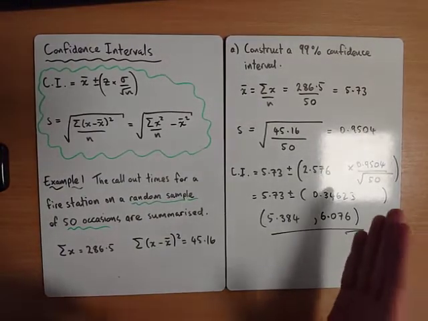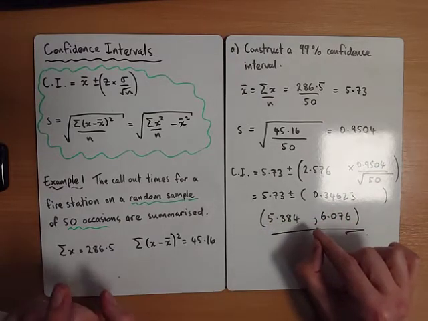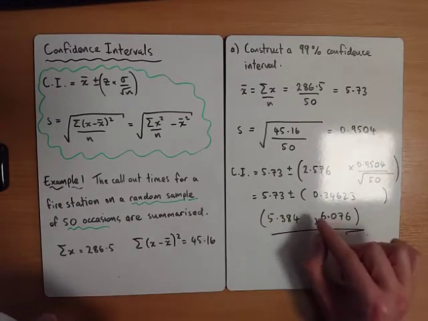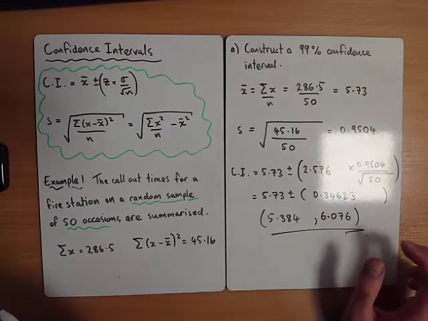So remember, we are 99% sure that the average time, it doesn't tell us about the individual times, don't forget, this tells us the average time is going to be somewhere in between these two numbers.